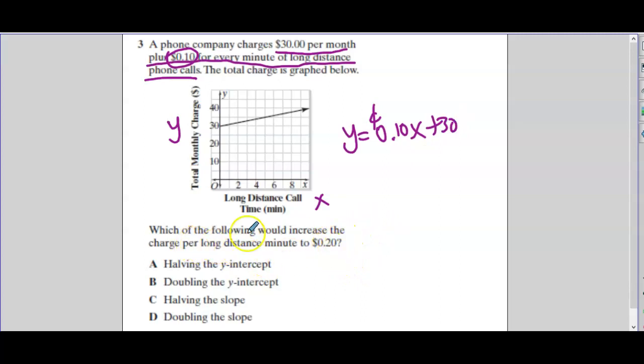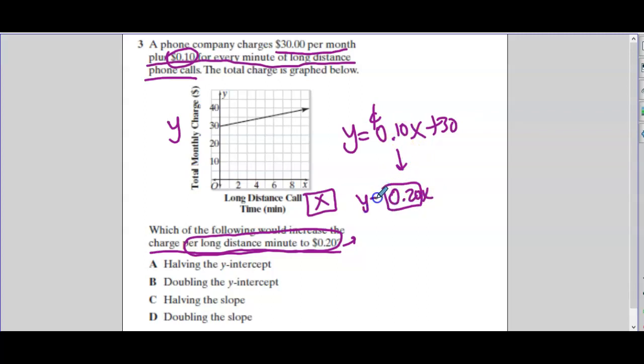So it says, which of the following would increase the charge per long distance minute to 20 cents? What would that be? Well, if I'm looking at the change per long distance call, I'm looking at a change in my rate of change, the value per minute. So I would be looking to make this 20 cents. And if I focus on that part of the equation, that is my slope.